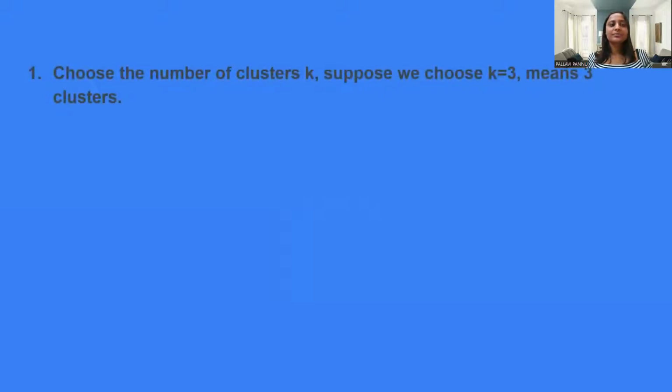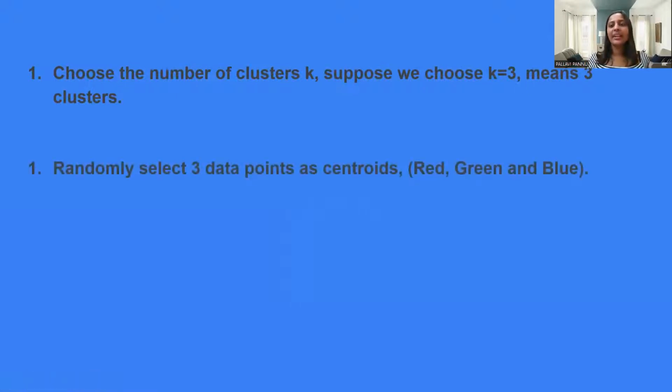So the first step is very easy: choose the number of clusters. How many clusters do you want? Suppose we choose k is equal to 3, meaning 3 clusters we need. Next is randomly select 3 data points as cluster centers. It's not defined that you have to choose this point as your initial cluster center. You can choose any, and that is completely random. I have denoted them by red, green, and blue.